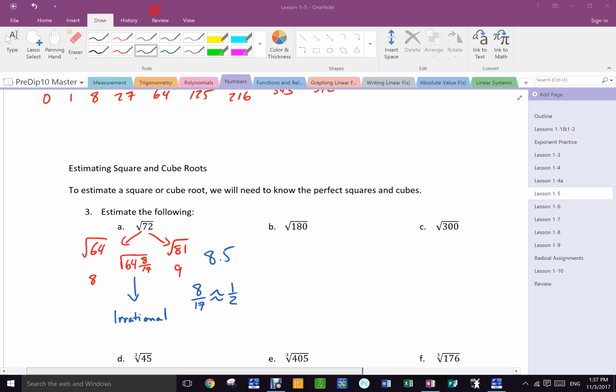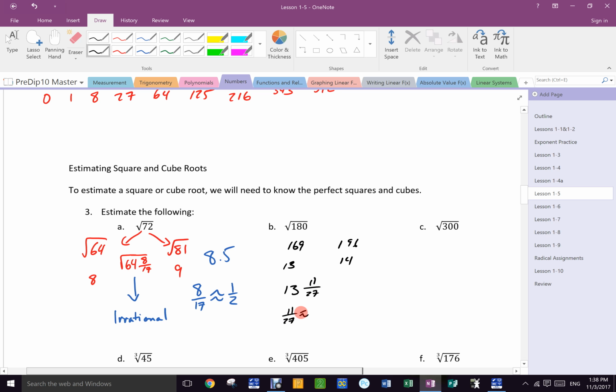So what's the square root of 180? It's between 13 and 14. 13 squared is 169, 14 squared is 196. So it must be 13 and something, and it must be irrational. Way closer to 14 than it is to 13. So how far is it from 169? 11. How far is this? 27. Right, 27. Yeah? So that's pretty darn close.